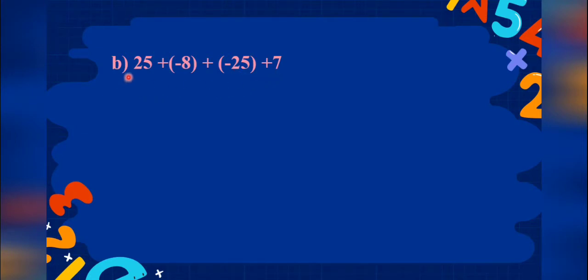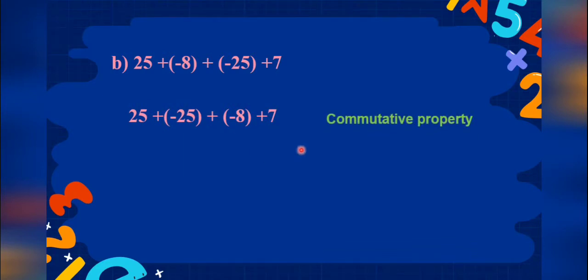So I will change the places. So this is the commutative property. 25 plus negative 25 plus negative 8 plus 7.